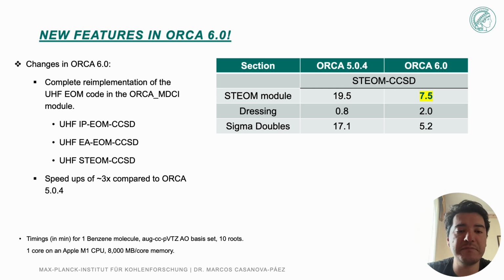As a second example, we also have the benzene molecule, but this time with a larger basis set, but the results are still consistent. The similarity transform equation of motion in ORCA 6 still performs between 2 and 3 times faster than the version from ORCA 5.